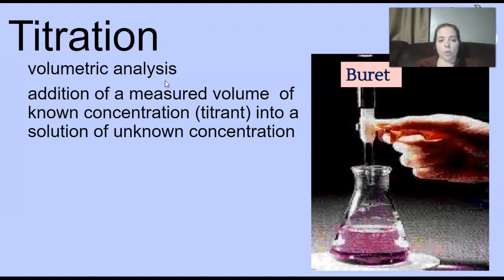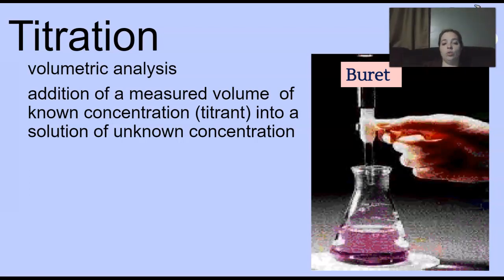How this is performed is you are going to have a burette, and it's going to look like a graduated cylinder that has a stopcock on the bottom that you can open and close to let out a certain amount of liquid, and you can measure it. So during a titration, you add a specific measured amount of volume of a known concentration solution from the burette.